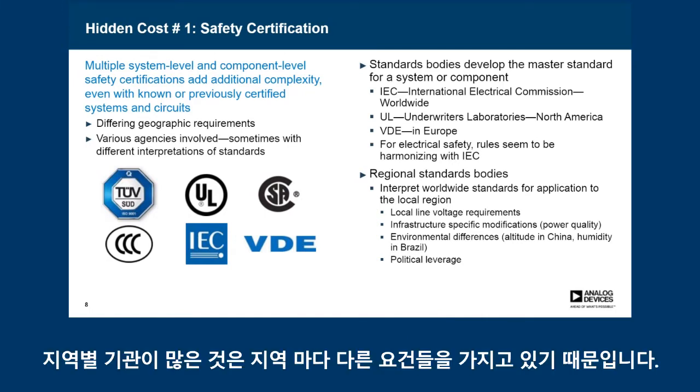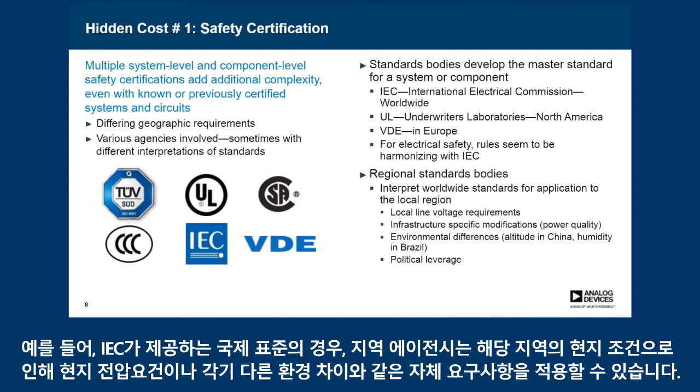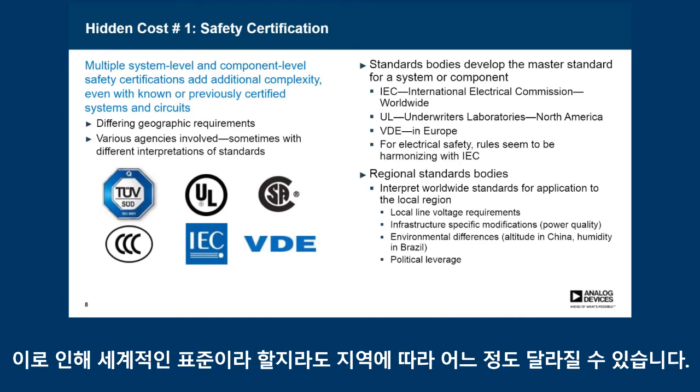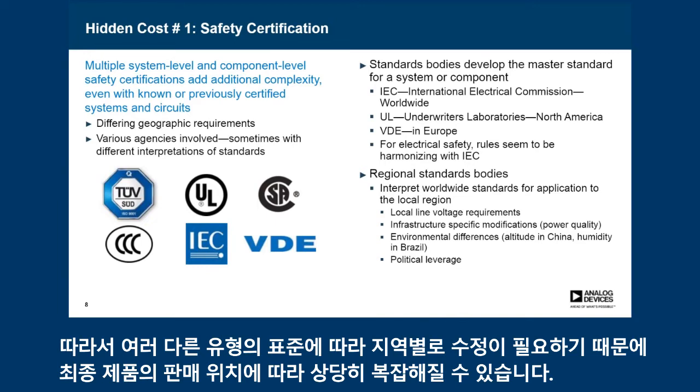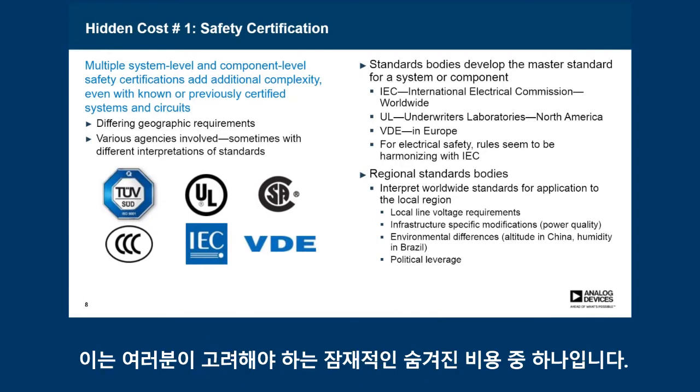A lot of the regional bodies exist because there are different requirements in different parts of the world, and so even when there's an international standard that comes from the IEC, for example, the local agency may apply their own requirements, such as local line voltage requirements or different environmental differences, because of the local conditions that exist there. So even though there might be a worldwide standard, it'll change to some degree at different locations. And having a large number of different types of standards, having them be modified in different parts of the world, adds quite a bit of complexity depending on where the end product is going to be sold. So that's one potential hidden cost that you need to be concerned with.